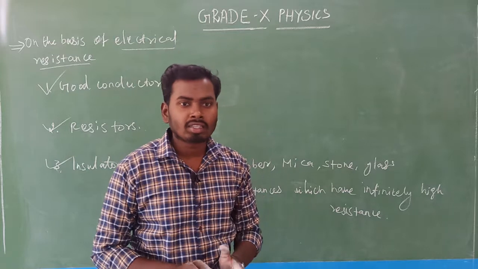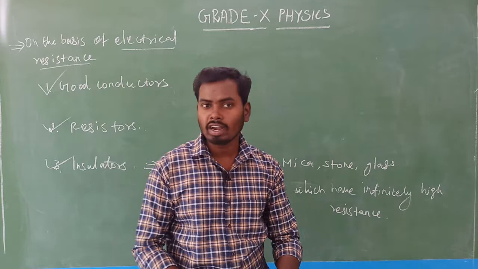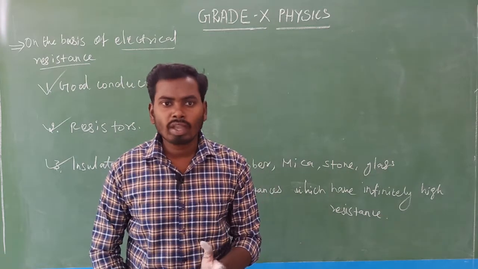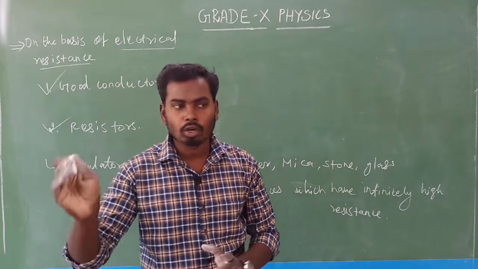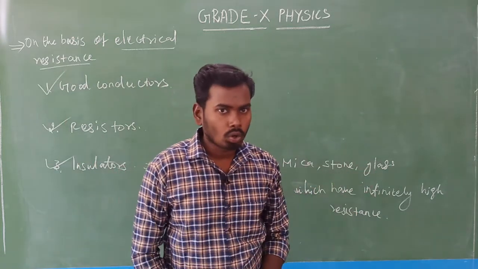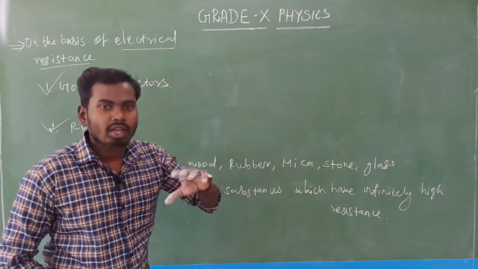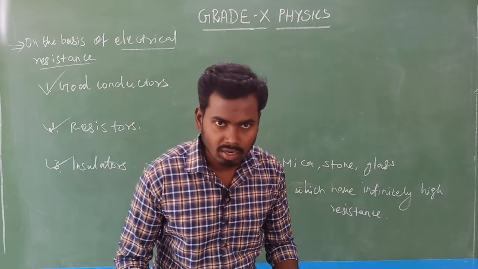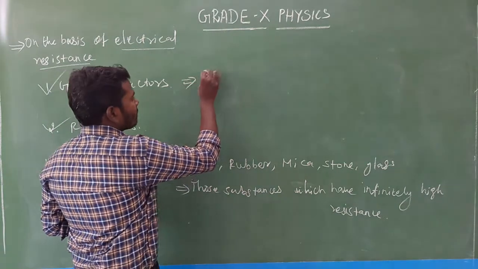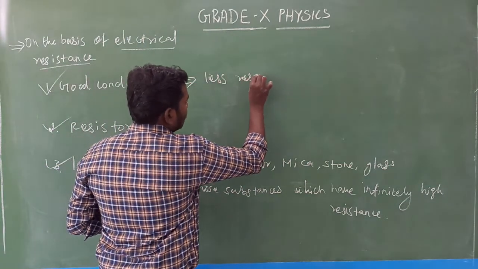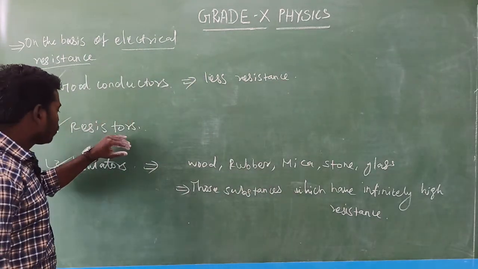In all metals, the opposition to the flow of electrons is very less, due to which in metals the electrons can flow from one part of the conductor to another part easily. So they are called good conductors because they allow current to pass through them. Is it clear, students? Very easy one. Here the good conductors have less resistance.